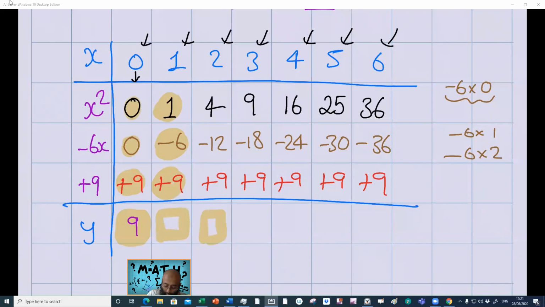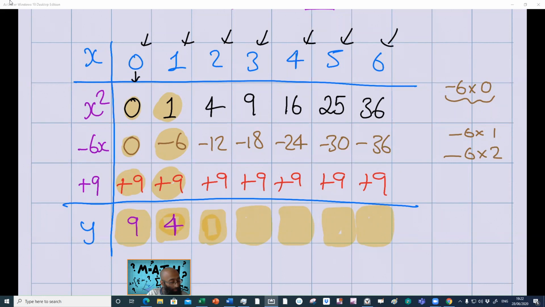He won't give us anything minus. Think carefully. Look at the numbers. You've got 10 take away 6. What's 10 take away 6? 10 take away 6 is 4.